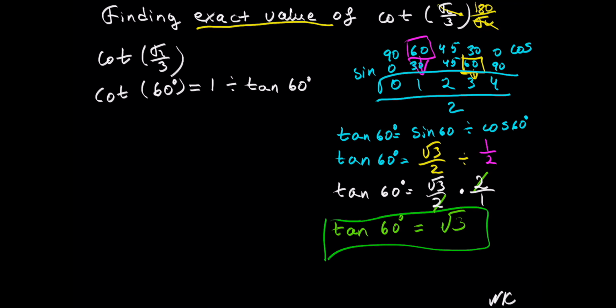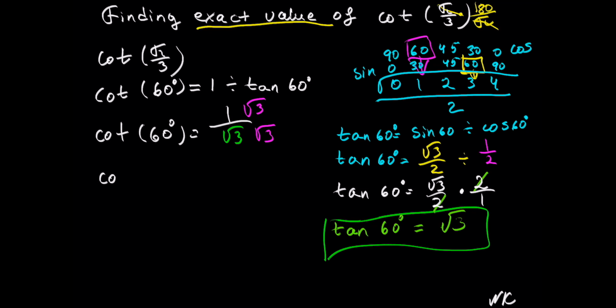Since the answer for tangent of 60 is not a fraction, I'll do cotangent of 60 degrees as 1 divided by tangent, and in this case tangent of 60 degrees is square root of 3. We just need to rationalize this, so we need one more factor of radical 3 in the denominator. Whatever we do to the denominator, we do the same thing to the numerator.